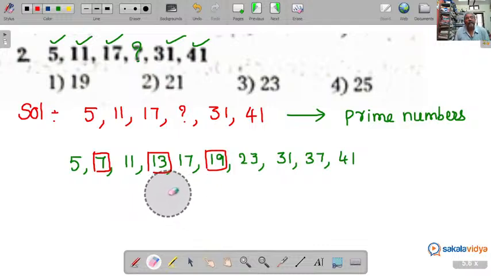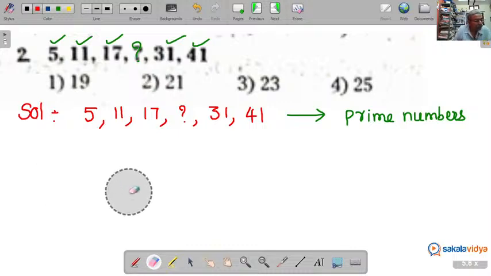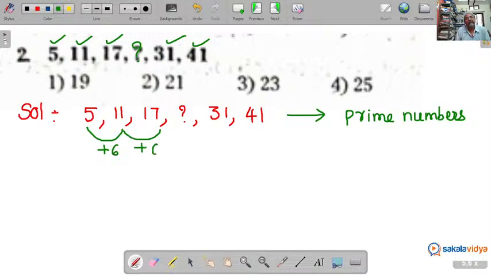13, actually after that 17 is there, 19 is missing, 19, right. After that we can observe one more pattern. Otherwise you can say, observe one pattern also here. See, 5 plus 6 is 11, 11 plus 6 is 17, okay, 17 plus 6 and next plus 6.